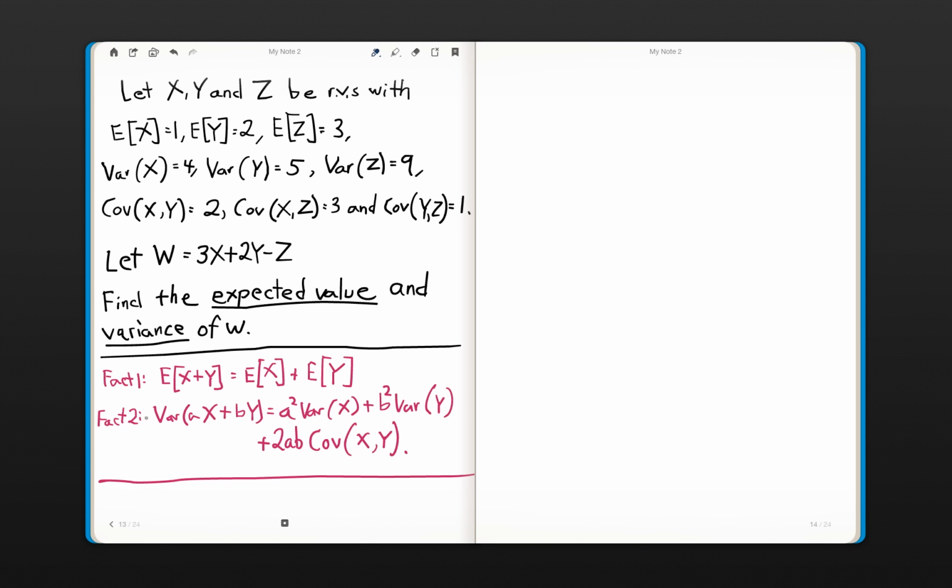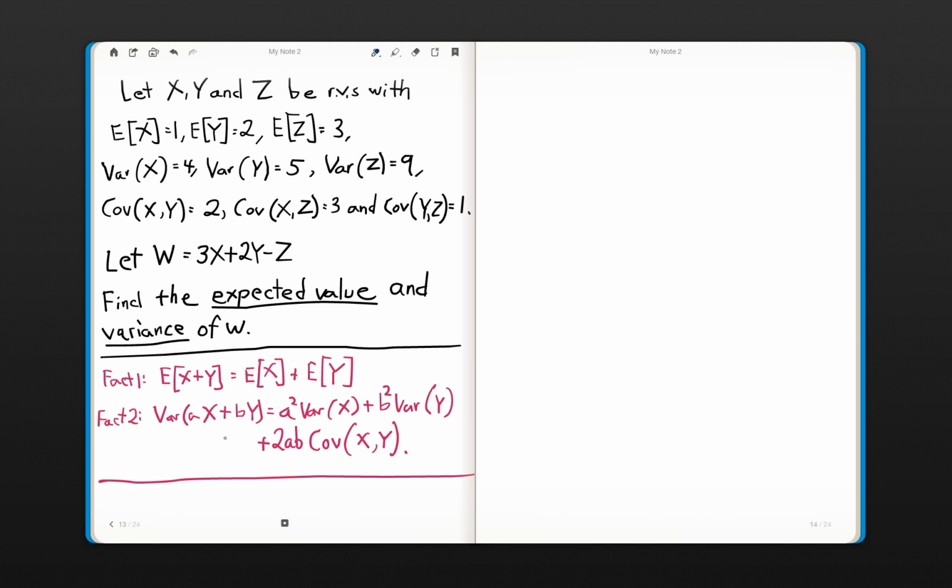Fact 2 is a little more involved. The variance of the sum of random variables, or the linear combination of random variables, is equal to this quantity here. Now, it almost looks like you're taking the variance operator through by taking the constants and squaring them as appropriate, but there's this extra term, 2ab covariance xy, you have to incorporate. Now, if x and y are independent, then the covariance is 0, so typically we assume x and y are independent, but clearly here there's no indication x and y are independent, so you have to use this formula.